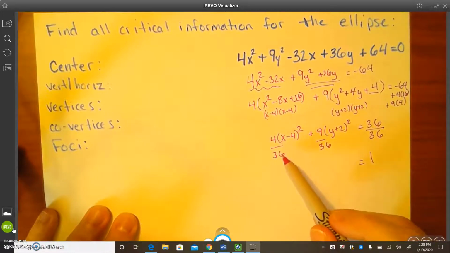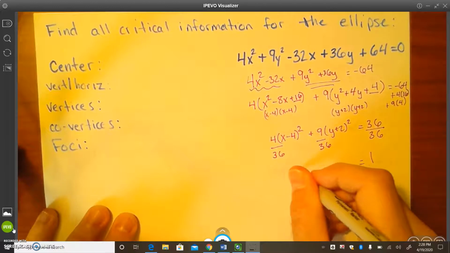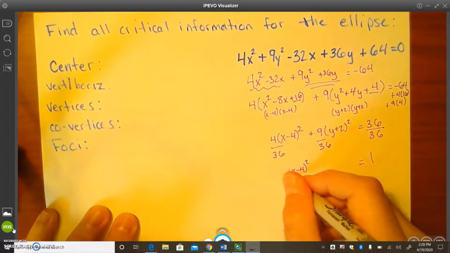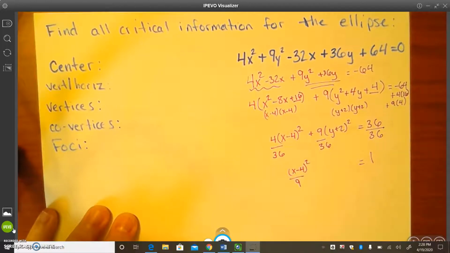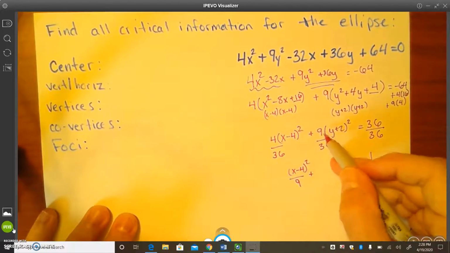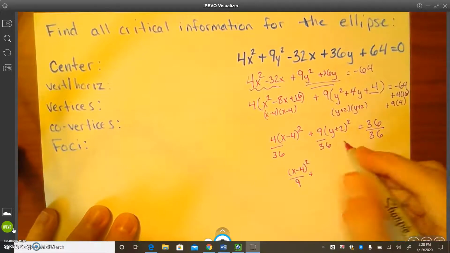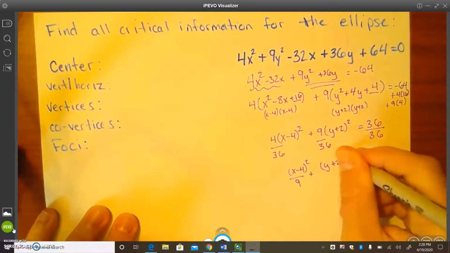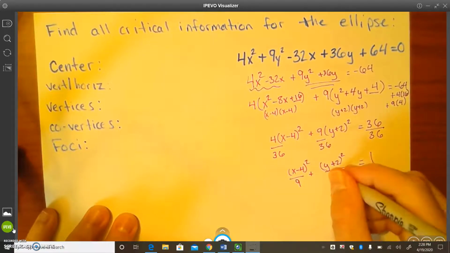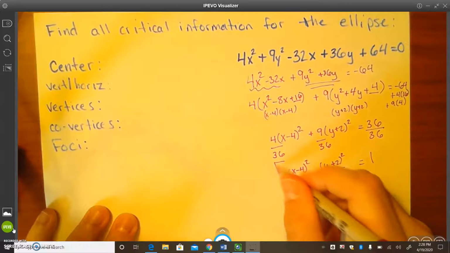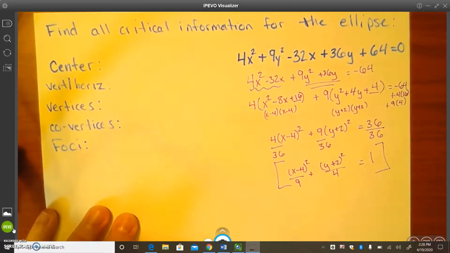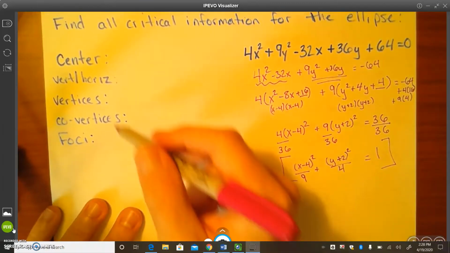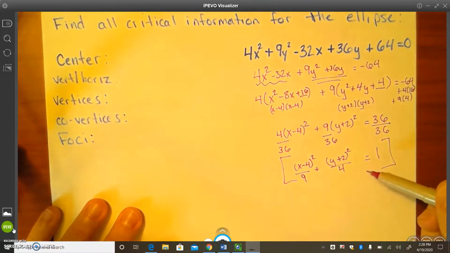And you notice 4 over 36 actually reduces nicely. That's 1 over 9. So I don't really need the 1, but I'm going to put the 9 there. 9 over 36 reduces again pretty nicely to 1 over 4. So I don't need the 1 in the numerator, which is good, but I'm going to leave the 4 in the denominator. Finally, we have something that looks like a standard form equation. Not only that, we can start telling a lot of our information over here and filling it in.